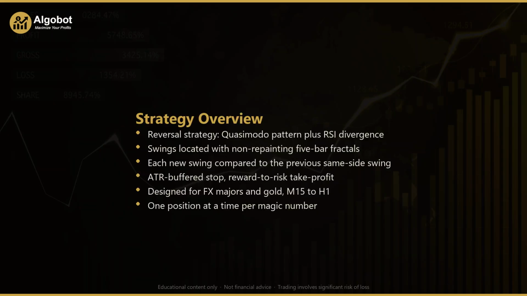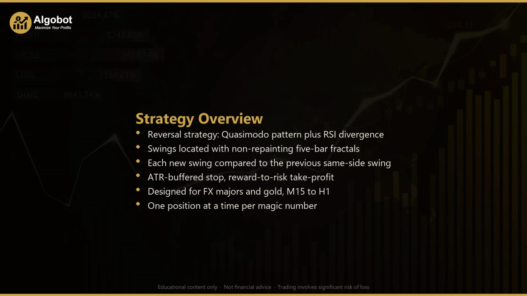So what exactly does this expert advisor do? At its core, the Quasimodo Divergence Reversal is a counter-trend or reversal strategy. Rather than chasing a move in the direction it's already going, it looks for moments where a trend may be running out of steam and preparing to turn. It does this by combining two ideas that many discretionary traders use by eye, and it automates them with strict, repeatable rules. The first idea is market structure.